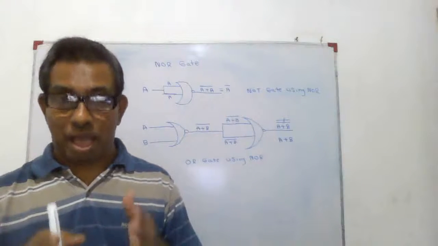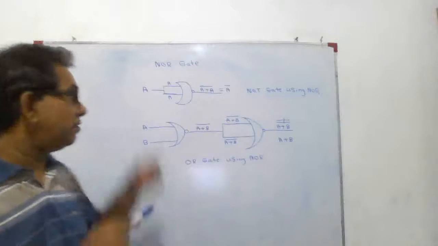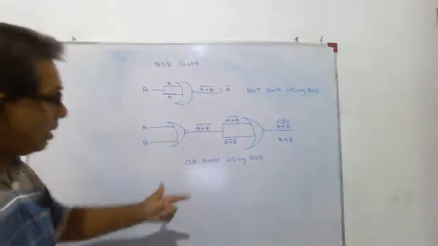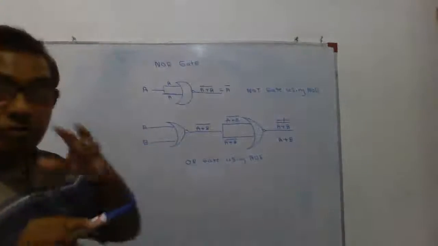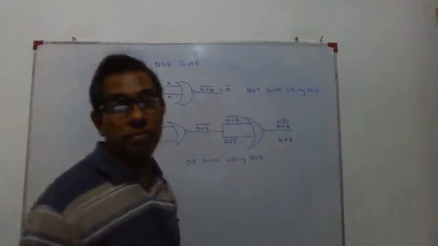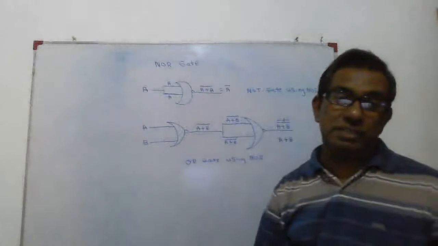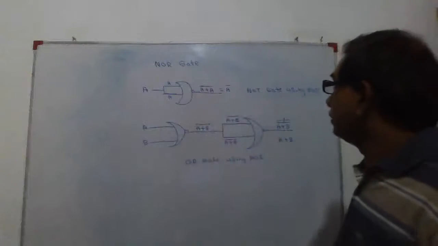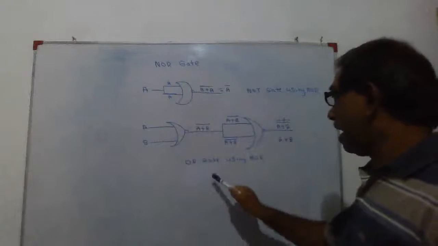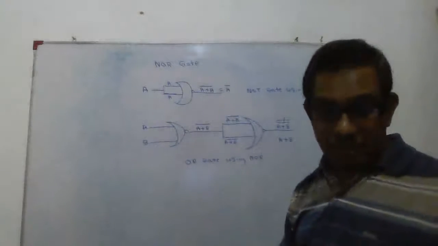So what I wanted to tell you here, if you try to draw these things and if you get the idea, then you will be able to convert these things. You will be able to apply these things into different situations. Okay, now what we have done so far, we have discussed two gates, NOT gate and OR gate, by using NOR. NOR is the universal gate here.